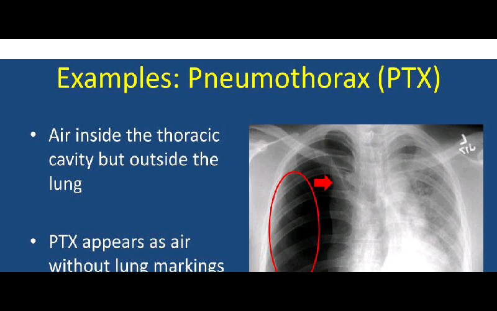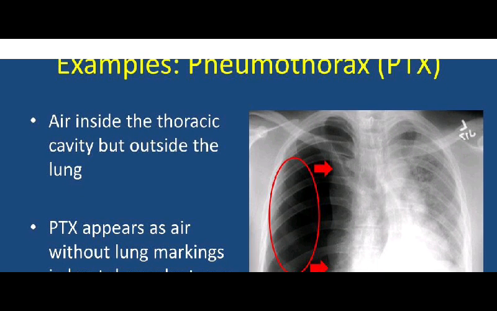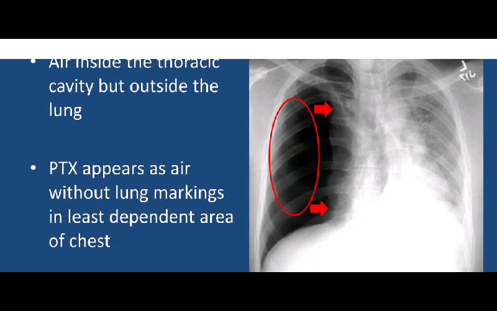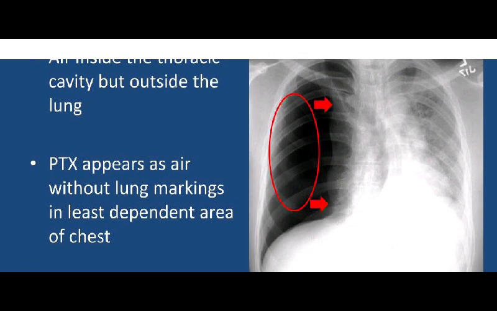Now you can see air inside the thoracic cavity, but outside the lungs. As I said, the air is inside the thoracic cavity, but not inside the lungs. That is, it is in the pleural space, the space between the lungs and thorax. That is where the air is seen. Now, the PTX appears as air without lung markings in the least dependent area of the chest.